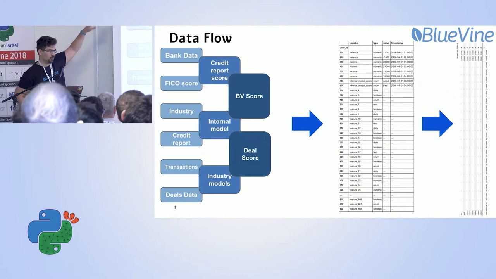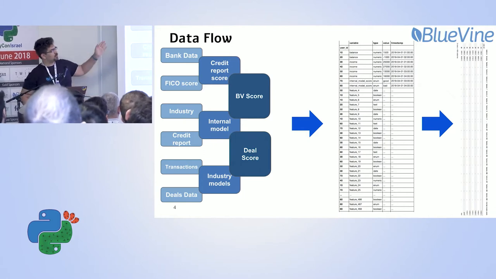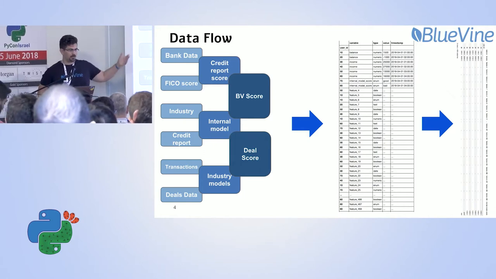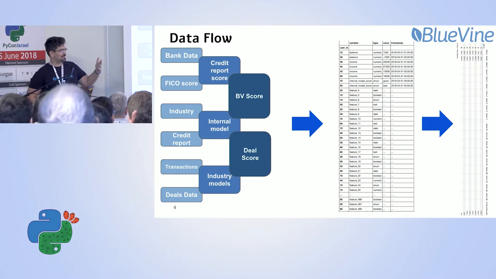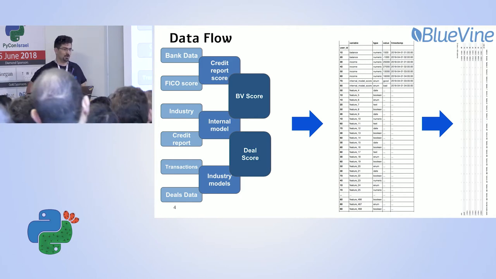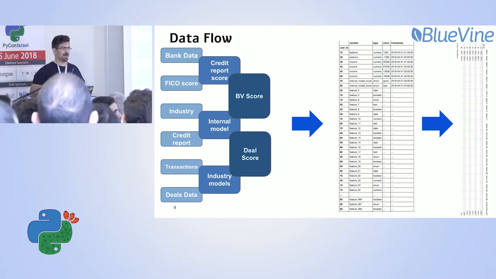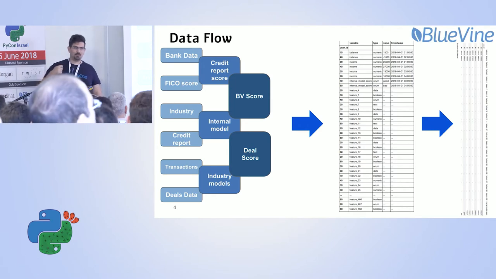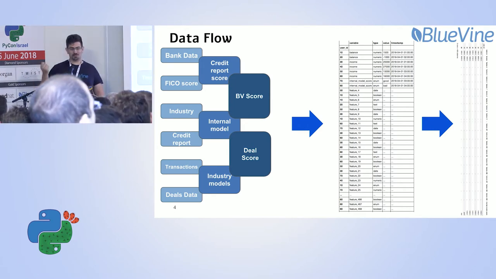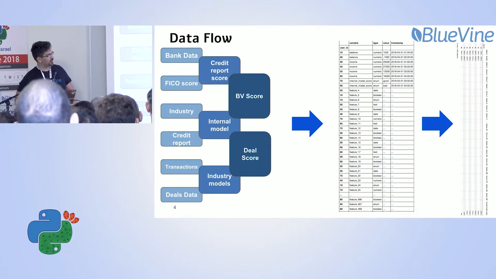We have many data sources. On top of those sources, we built intermediate models that give us information about some stuff. And then on top of that, we build the actual models that say, well, this business is a good business, it's a bad business, we can give this one a $20,000 loan or a $100,000 loan. This is what we're doing.